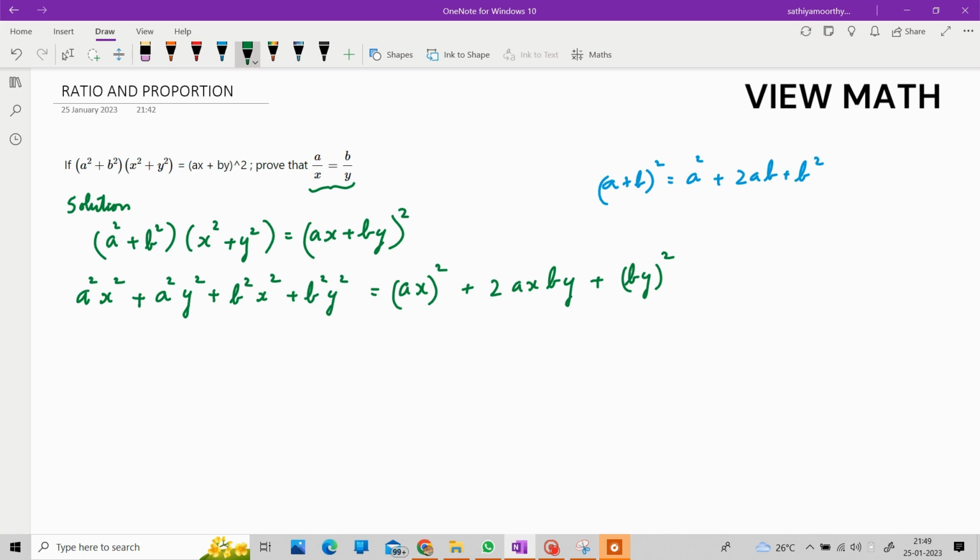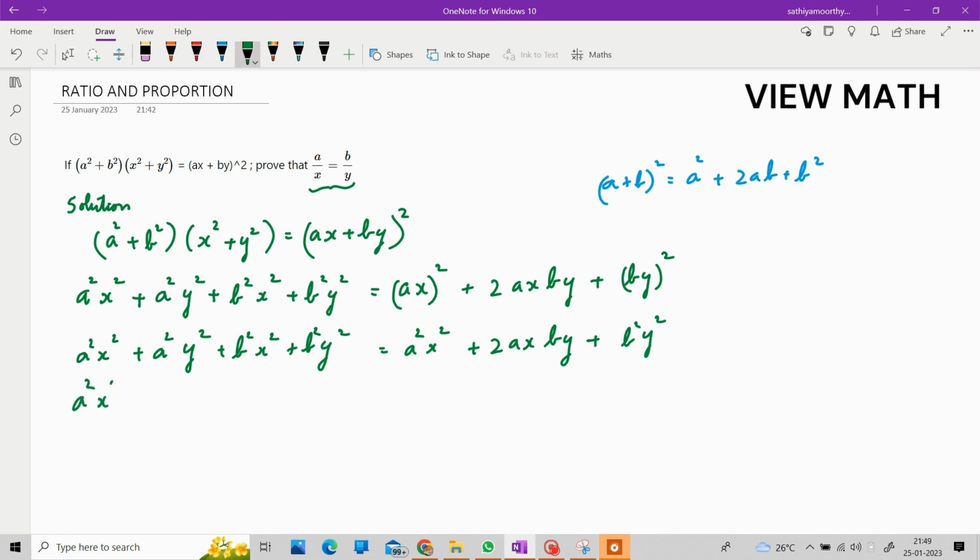Now this can be written as a square x square, I'm writing it as it is, a square y square plus b square x square plus b square y square, written as it is. Now here I'm writing a square x square, I'm taking the square separately to the terms, plus 2axby plus b square y square. Now let me cancel the common terms, or otherwise I can bring all the terms to one side and then I can cancel.